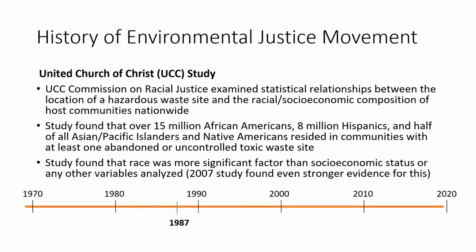And that study found that over 15 million African Americans, 8 million Hispanics, and half of all Asian or Pacific Islanders and Native Americans resided in communities with at least one abandoned or uncontrolled toxic waste site. And that race was the most significant factor, even more so than socioeconomic status or any other variables that they looked at, for predicting whether a toxic waste site would be allocated in an area.